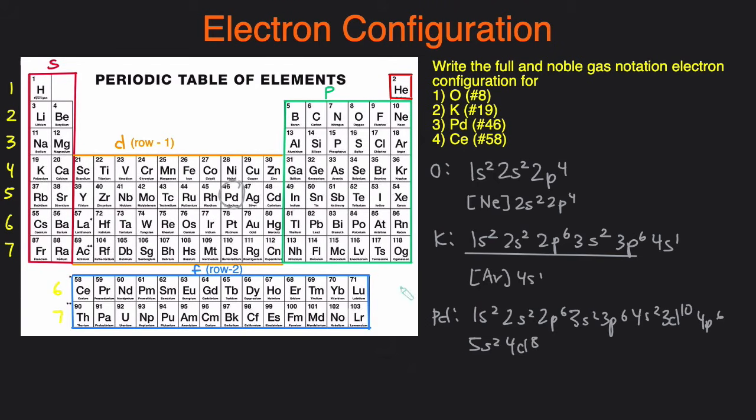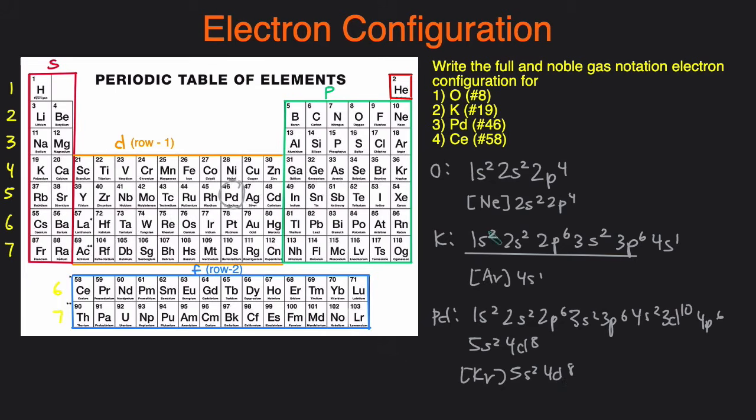Now for the shortcut notation, we go to the last noble gas before Pd, and that's krypton. So then we write the krypton in brackets, and then after the krypton is the 5s. So we just continue from the 5s, so it'll be 5s2, 4d8.